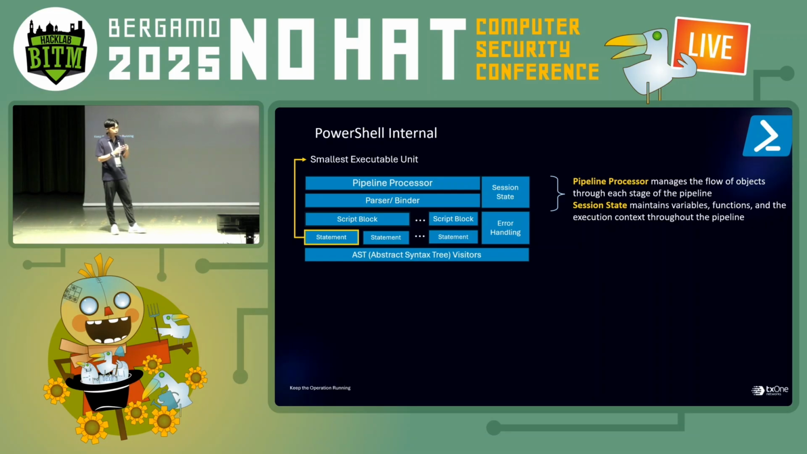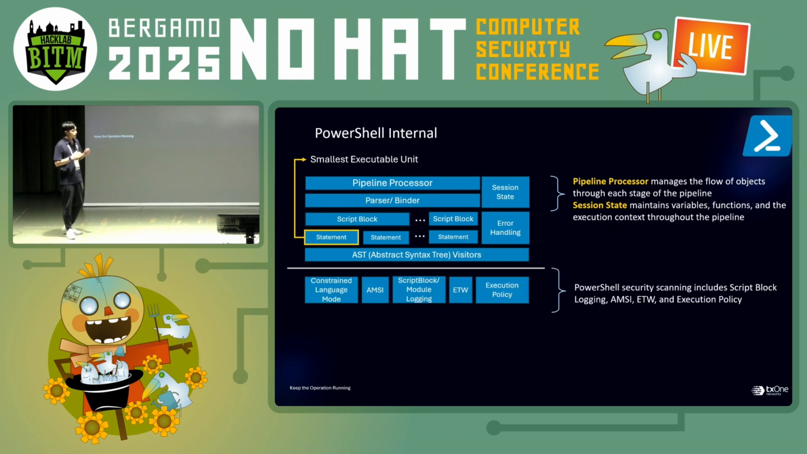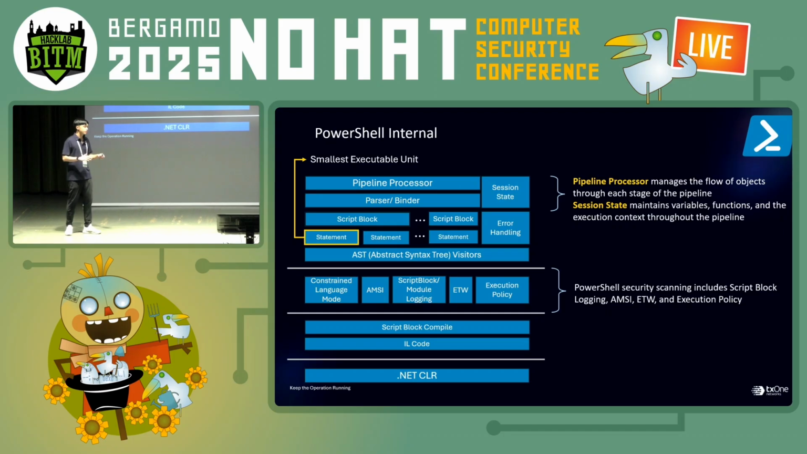When a command is read into PowerShell, it will go to the pipeline processor and into the parser and become a script block. Then the script block will be split into several statements, and the AST visitor will take care of the statements and convert them into a syntax tree. So that's the parsing operation. After that, they will call scan modules like the ASI, script block logging, and the execution policy. If nothing violates the policy, they will cause the compilation and run on the .NET CLR.